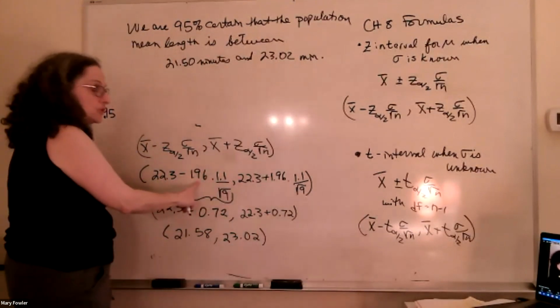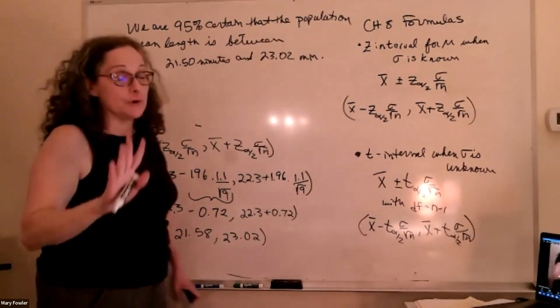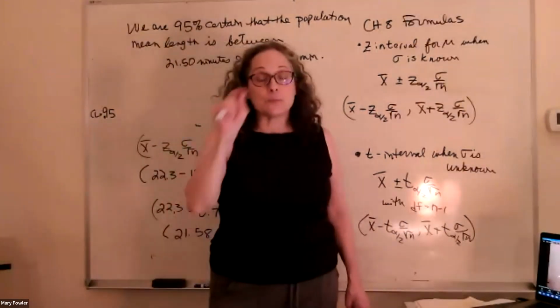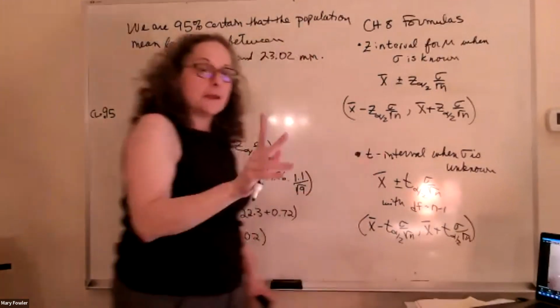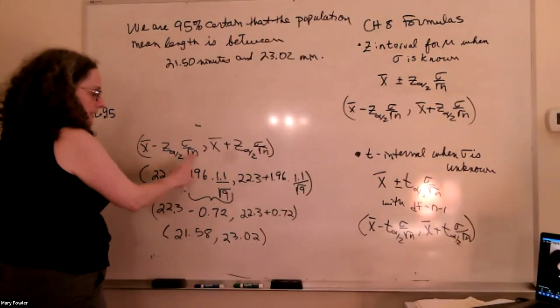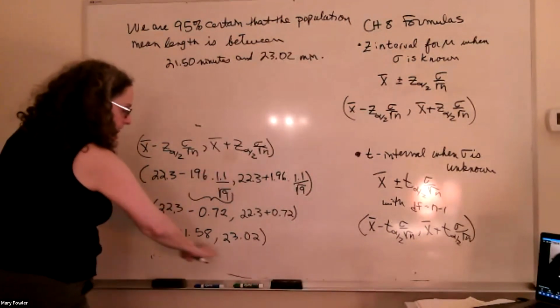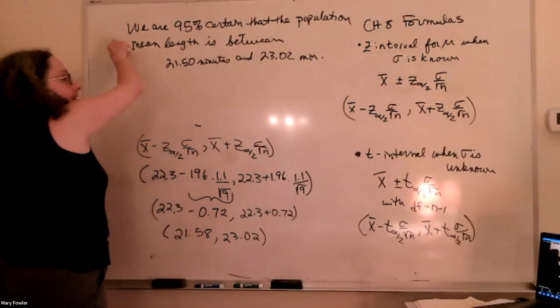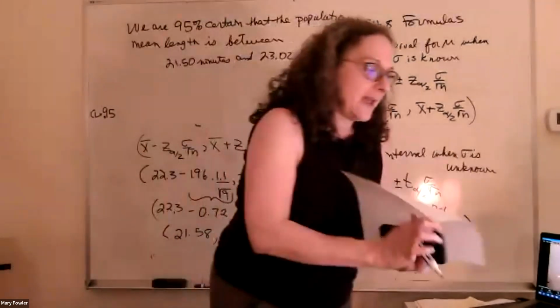Okay, so 3 steps to the problem. First, determine whether you're doing a z interval or a t interval, right? Then you calculate your z sub alpha over 2. So that's one part. And then substitute in and solve, and then interpret. Okay, so we're going to go on to the next problem.